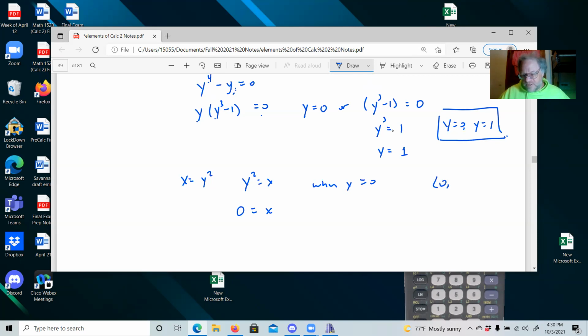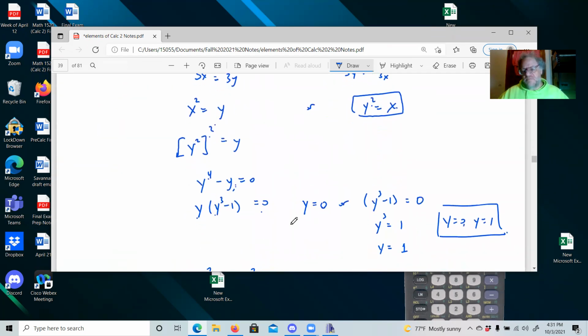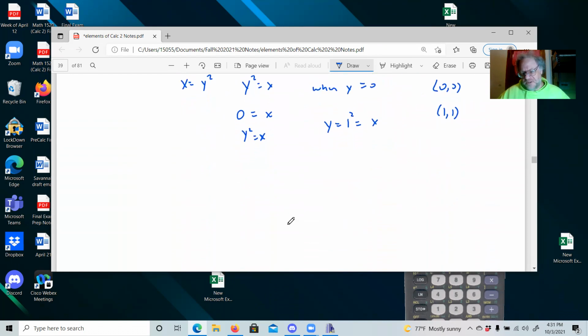So we have a point 0, 0. And when y squared equals x, and y is 1, then 1 squared equals x. So the other point we have is 1, 1. All right, so we have 2 points to check. I kind of jumped through it. I did step 3. We didn't do step 2 yet.